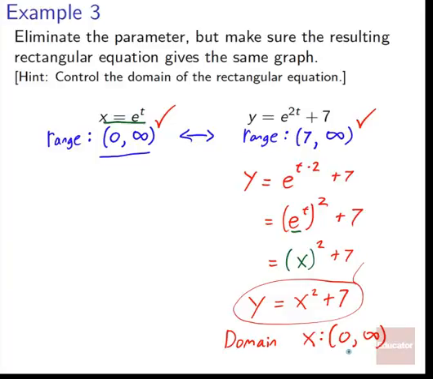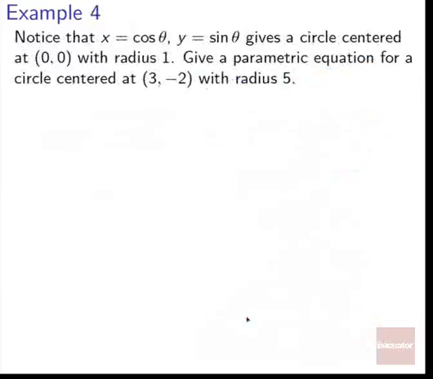We'll never actually be able to get y equals 7 out of it, so we'll only get really close to it, which is going to satisfy the range for our y as well. So we also have to have this domain before our answer is truly right. So the eliminated equation, the parameter eliminated, gives us the rectangular equation y equals x squared plus 7, but we have to have this restriction that the domain has to be x going from 0 up until infinity, not including 0.